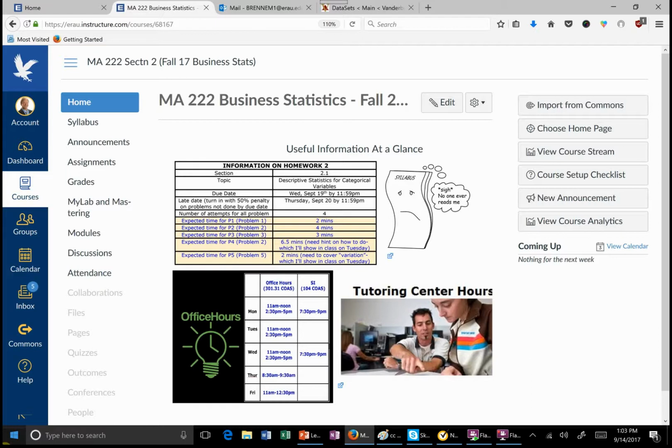All the different problems, basically how long it takes you to do them, just to give yourself some bearings. If it's taking you 10 minutes to do a problem, but the average time was 2 minutes, you probably want to ask for help. Just give me a call. This is the syllabus, my office hours, and if you click on that, that's for the tutoring center. So hopefully everything is in one place for you.